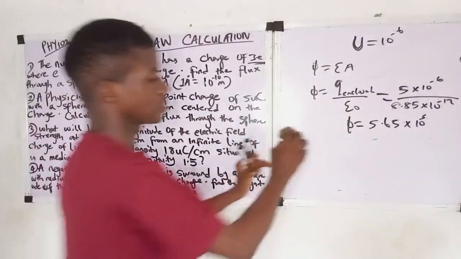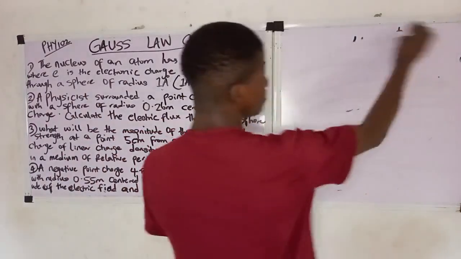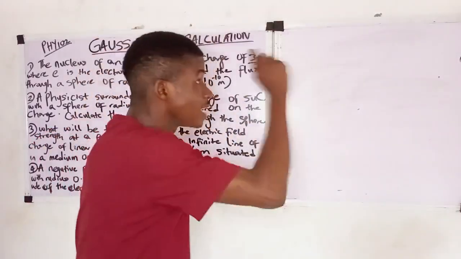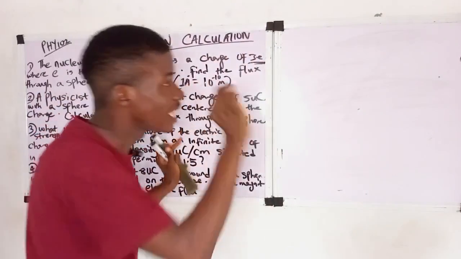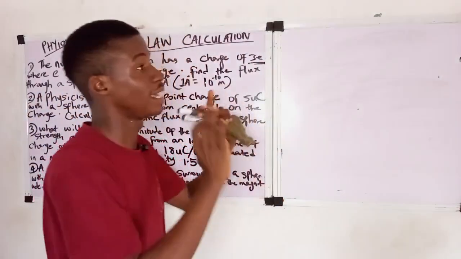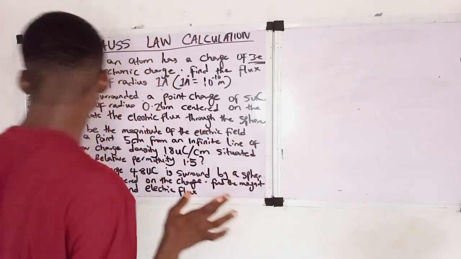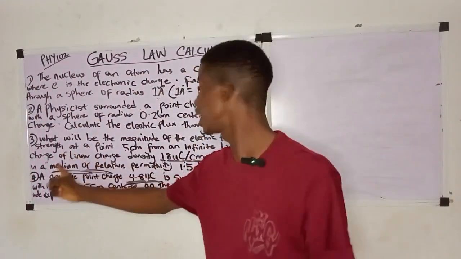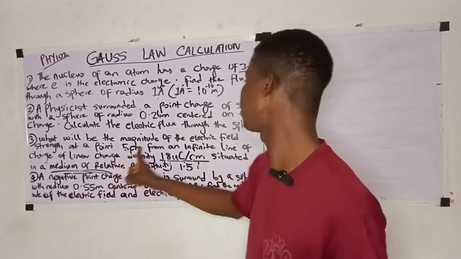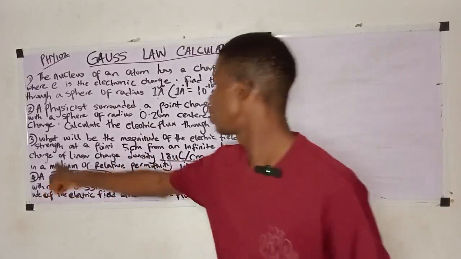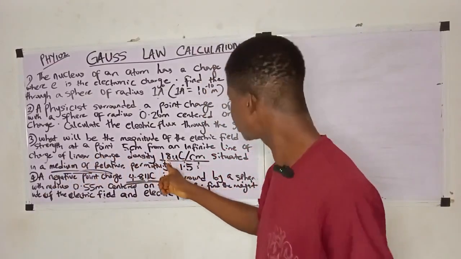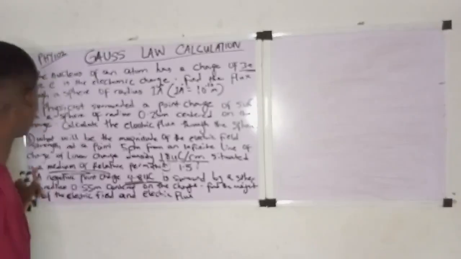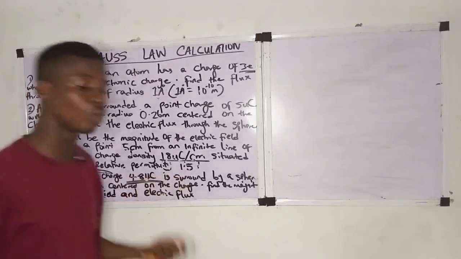So now let's move to the third question. Remember what I told you: if you have to calculate flux in any question and they give you a charge, just divide that charge by the permittivity of free space, and you get your flux. Now, what will be the magnitude of the electric field strength at a point 5 centimeter from an infinite line of charge of linear charge density 18 microcoulomb per centimeter, situated in a medium of relative permittivity 1.5?